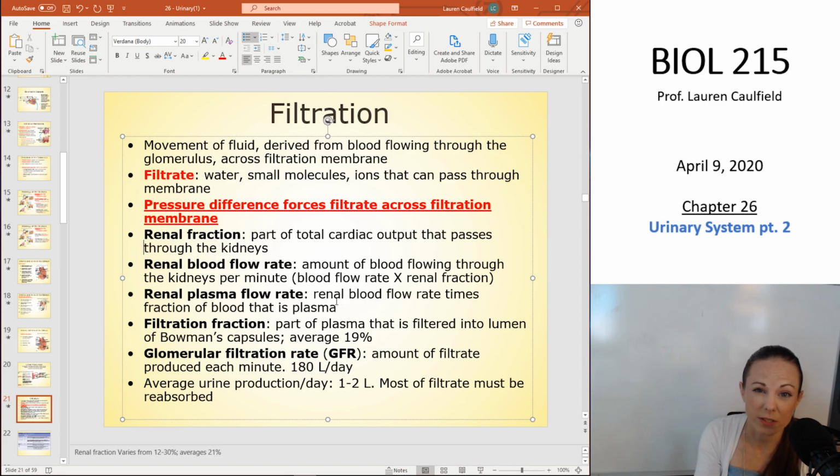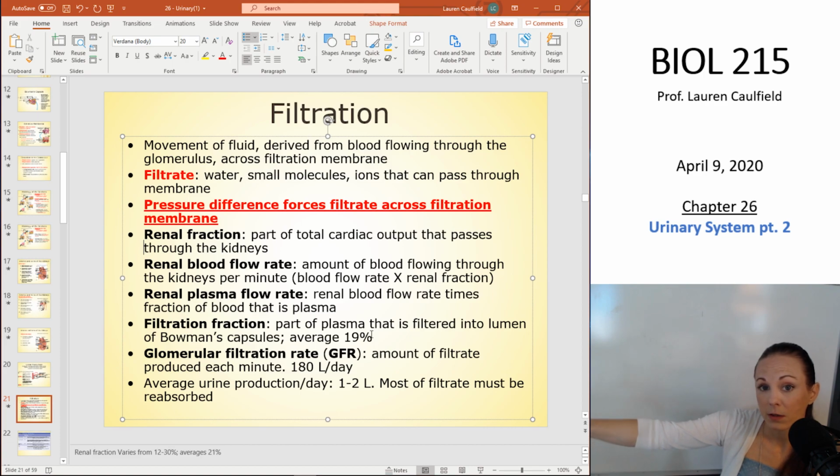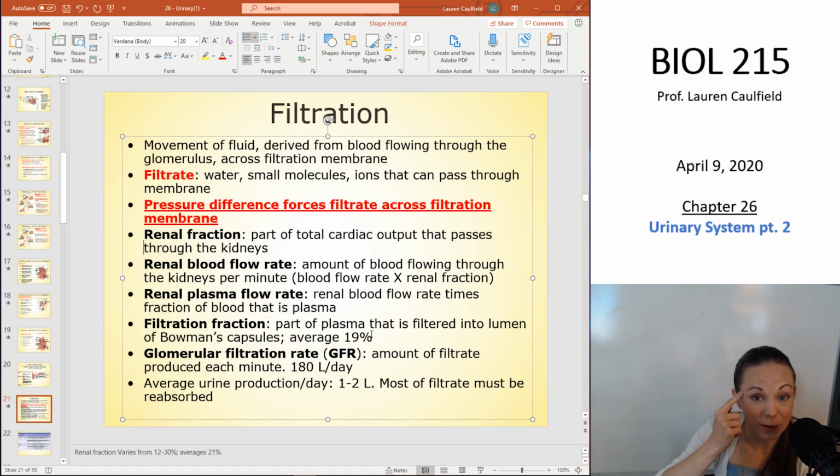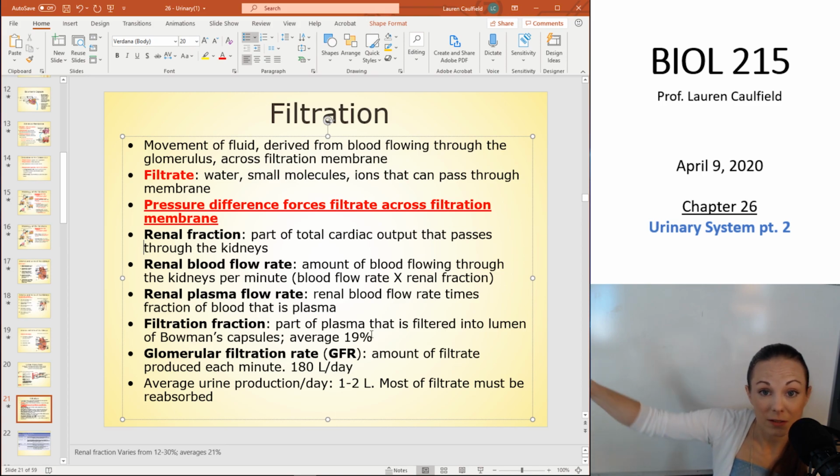Obviously if you are dehydrated, that means you have less plasma, so this renal plasma flow rate would be lower. Filtration fraction: the part of plasma that is filtered into the lumen of Bowman's capsule. Look at this, 19%, about 20%. One fifth of your plasma is being moved through the glomerulus into the Bowman's capsule and making your filtrate. 20% of your plasma is ending up in the filtrate.